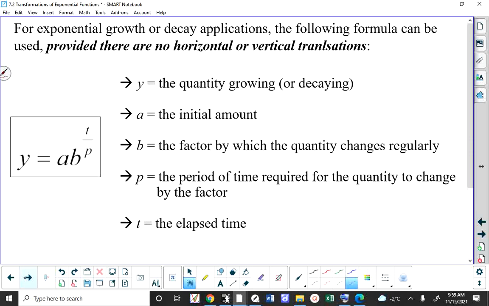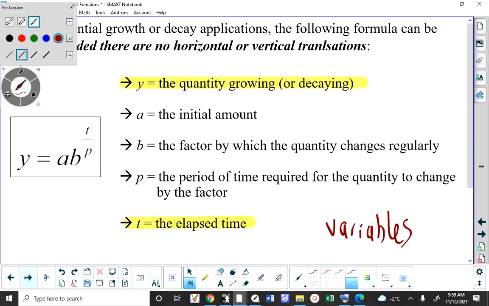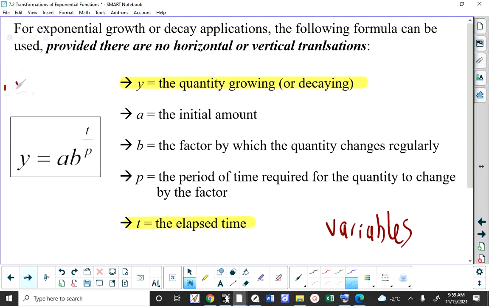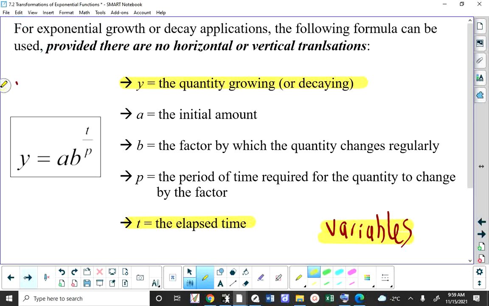But the thing that I want you to understand, very important, is that this and this are variables. They are the things on the graph. Whatever you have in the position of y is the thing that's plotted on the y-axis. Whatever you have in the position of t is plotted on the x-axis. Everything else is a parameter.